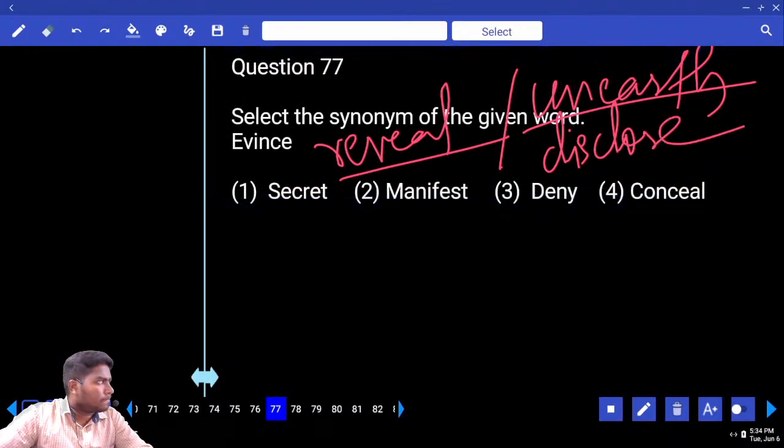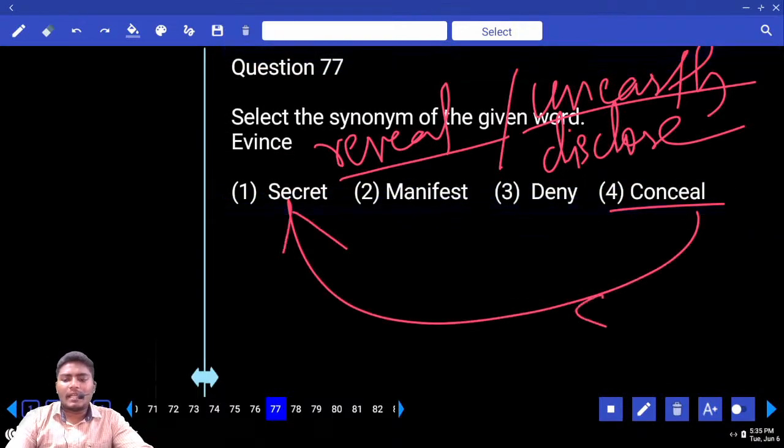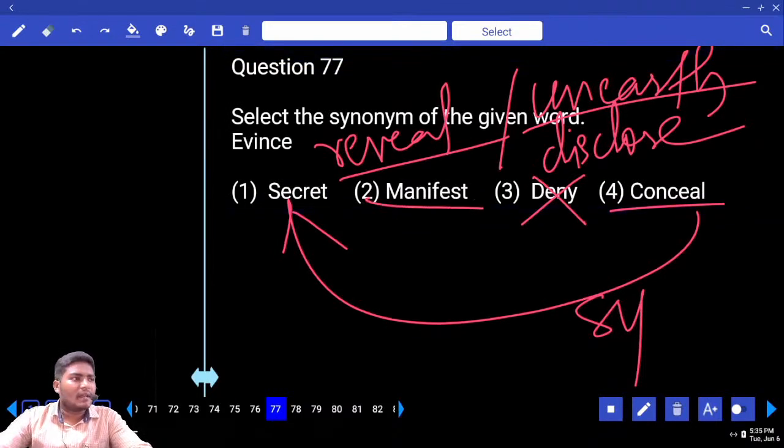Synonym is given. Look at the first word. What is the first word? Secret. Secret means anything that is hidden. Conceal and secret, both of them are again synonyms. Deny is not relevant here. What else is there? Manifest. Manifest is to spread it outside, like reveal to the people. Spread the news to the people is called manifest. Your synonym comes with the second one.